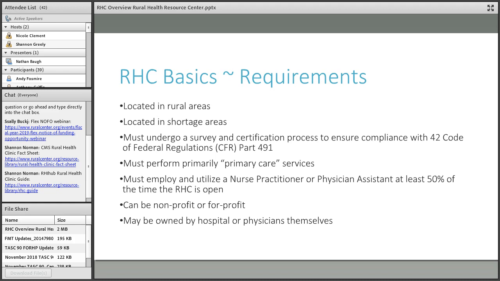And I note that because a lot of fee-for-service clinics or offices don't have to go through a survey and certification process. So this is an extra layer that you have to demonstrate that you're complying with all these rules in order to be able to bill and get the benefits of being a rural health clinic. One of the requirements is that you must primarily perform primary care services. You also, as I already mentioned, have to use an NP or a PA at least 50% of the time the rural health clinic is open.